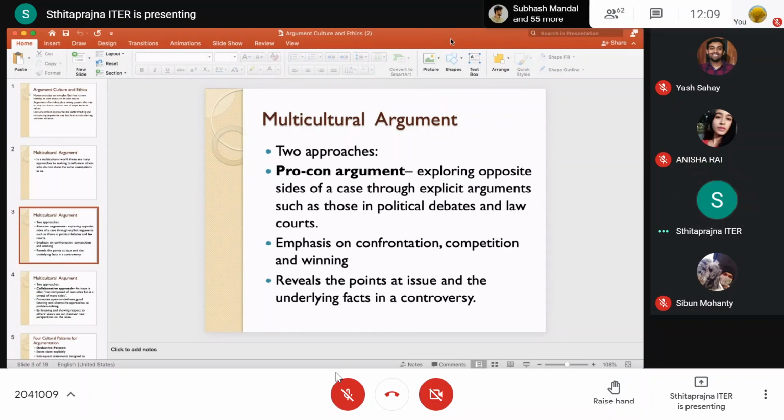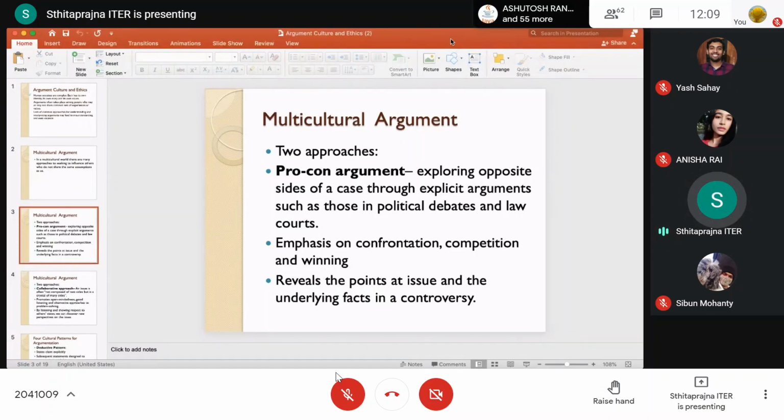So, for example, with this claim that beauty contests are harmful for women as people, you make a pro-con argument here. Either you argue for it or against it. Now, when you're doing this, the emphasis is on confrontation. You're facing off with your opponent. So it's a competition where the thrust is on winning or losing. So you either win the argument or lose the argument.